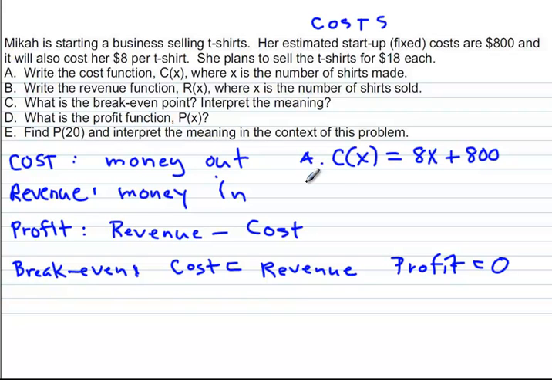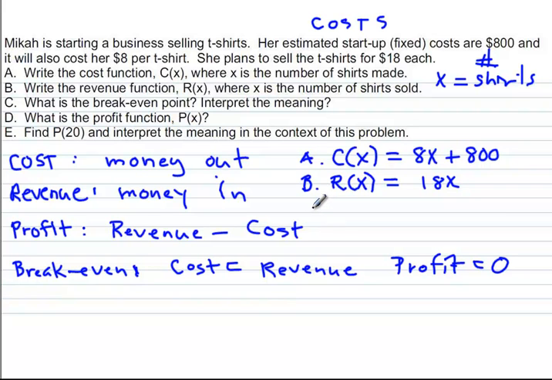Now, in part B, we're asked to write a revenue function. So let's keep reading. She plans to sell the t-shirts for $18 each. That means her revenue, based on the same thing, which is the number of shirts, is 18x. Now, x equals shirts, okay? The number of shirts. And in cost, it's the number of shirts made, and in revenue, it's the number of shirts sold.